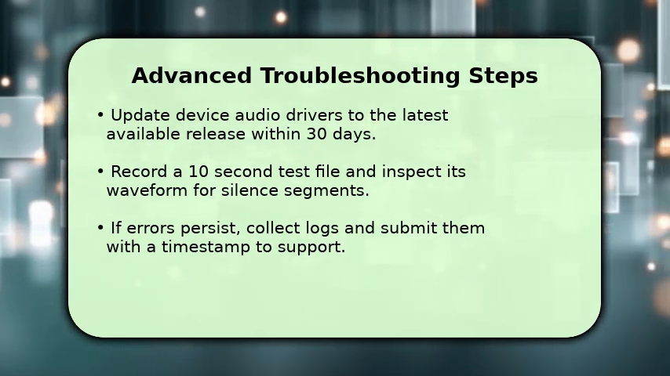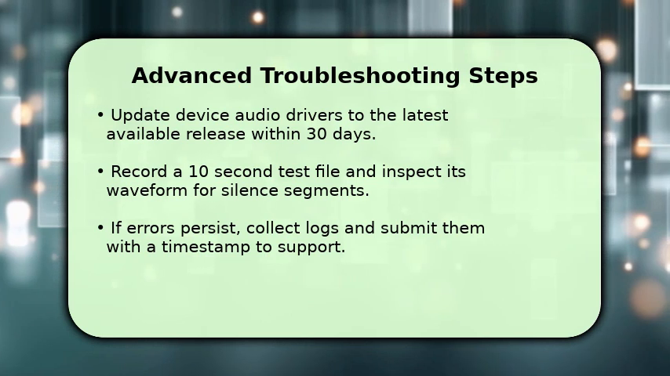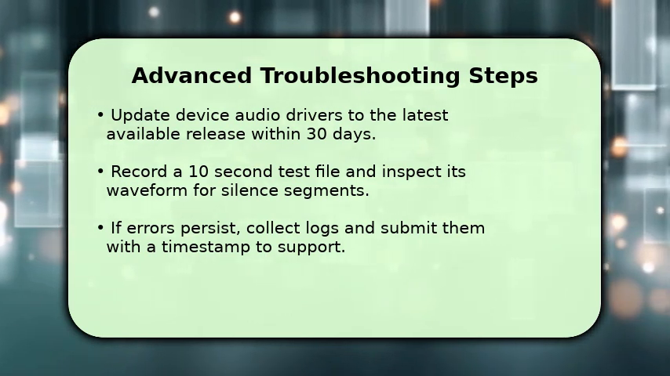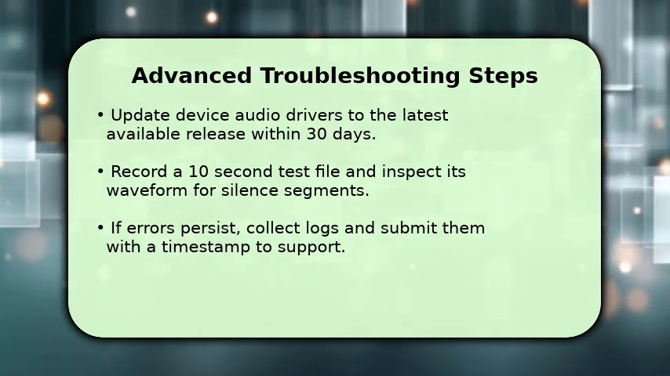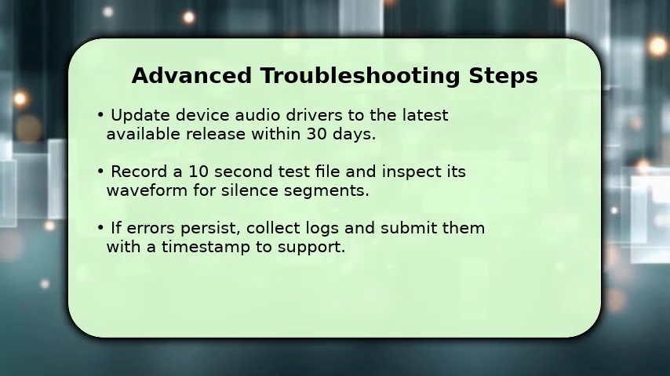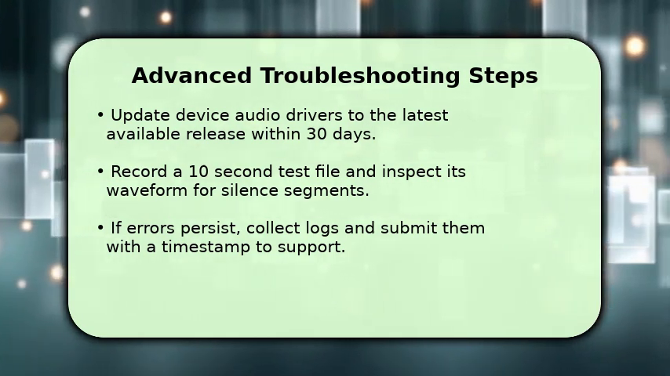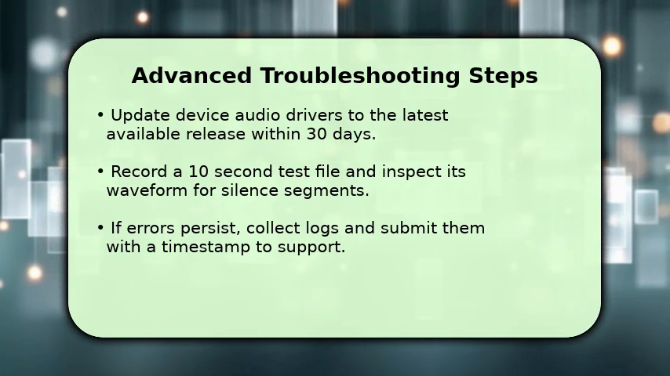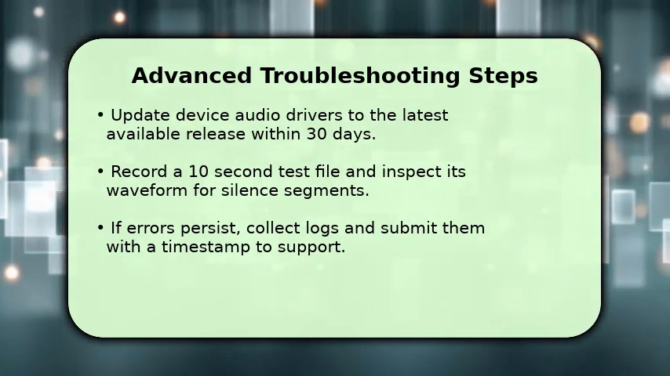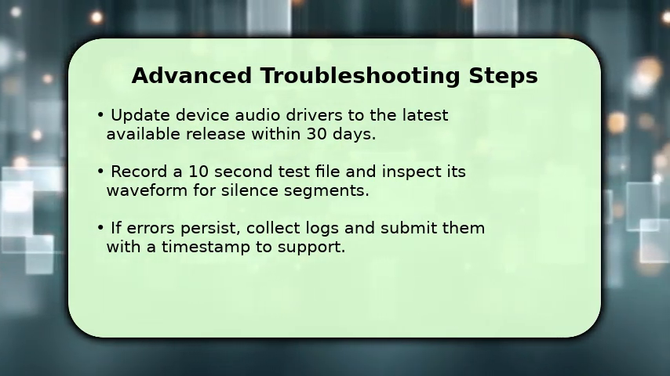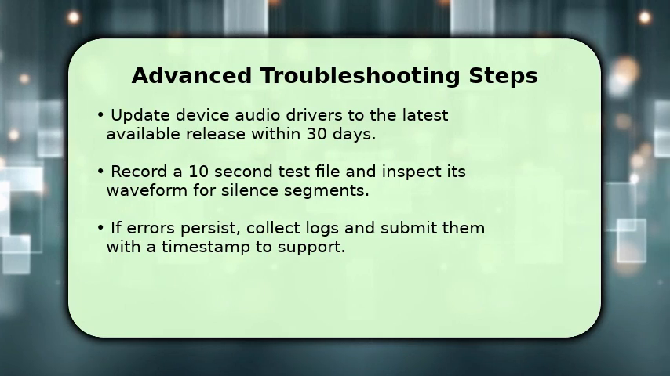Record a 10-second test file and inspect its waveform for silent segments that indicate input failure. Check microphone permissions in system preferences and grant Glip explicit access when prompted. If errors persist, collect application logs and timestamps and submit them to Glip support for deeper analysis.